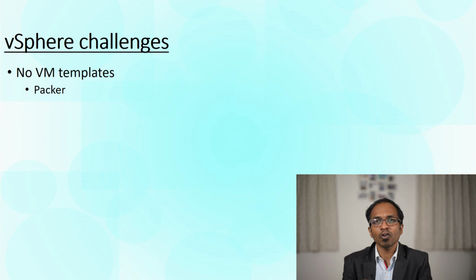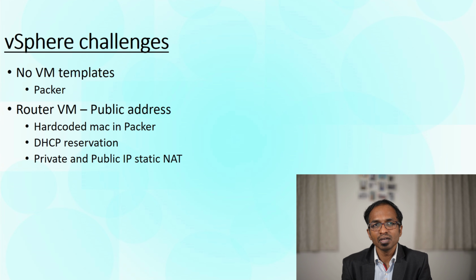Let's look at the vSphere on-premise environment. VM templates require a vCenter license so that you can clone the virtual machines. My setup didn't have any vCenter. How did I bring up virtual machines? Well, I used Packer to build the virtual machine directly from an ISO image.